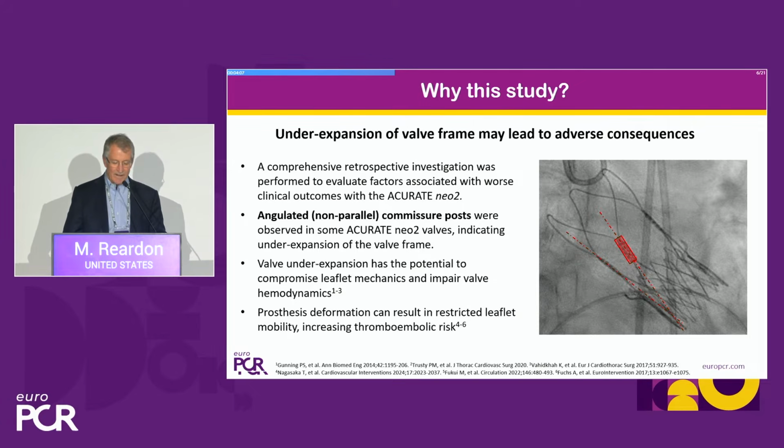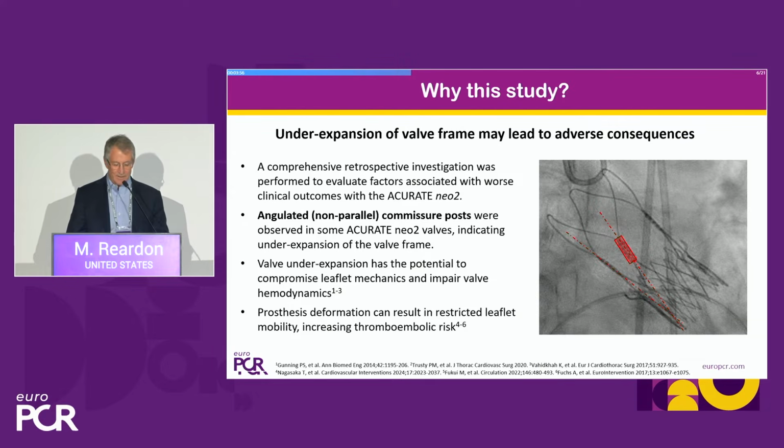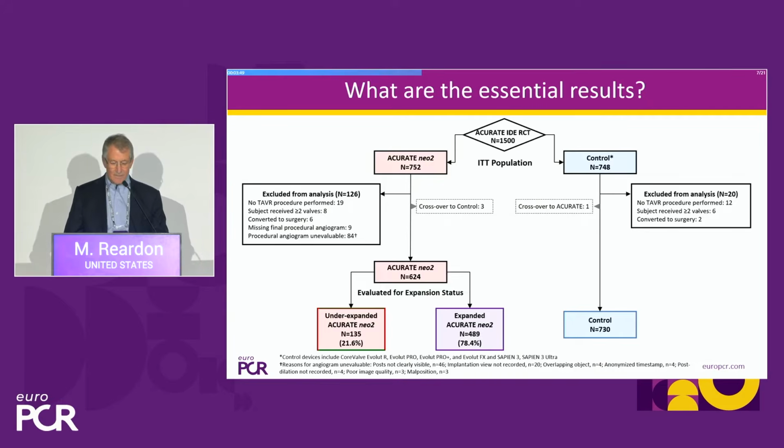And what we looked at was the angulation of the commercial posts. If they weren't straight, we would define those as non-expanded valves. And we know that valve underexpansion has the potential to compromise leaflet mechanics as well as impair valve hemodynamics. And so prosthetic deformation can result in restricted mobility and increase the thromboembolic risk. So what were the results?